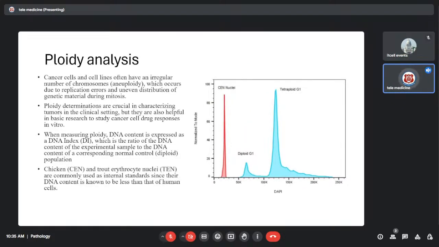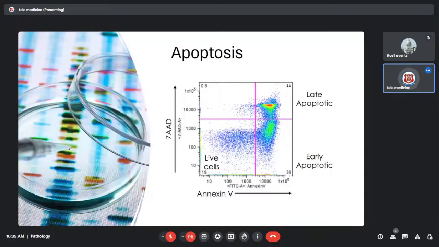Ploidy analysis. In cases of, so this is actually again based on the DNA content. This is the DNA content. Ploidy. Okay. Other use. Apoptosis. You keep adding markers, it assesses anything. Okay. 7-AAD is a viability marker.